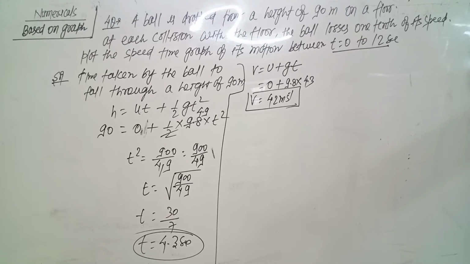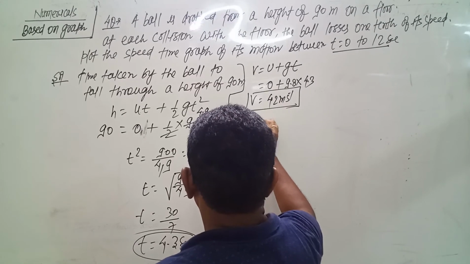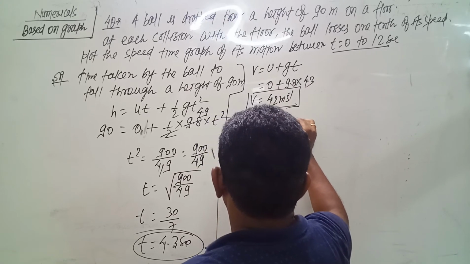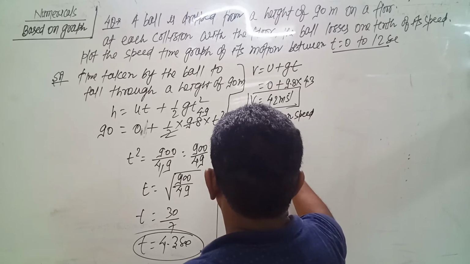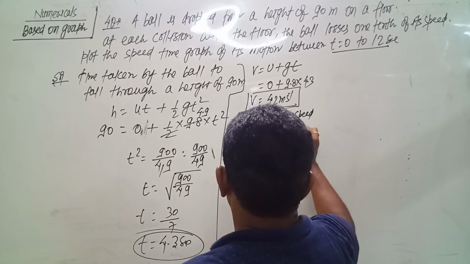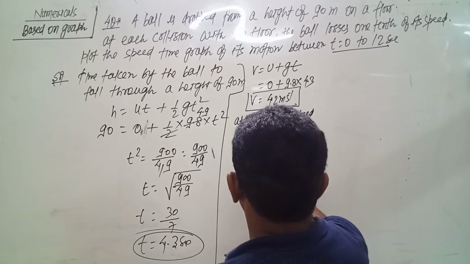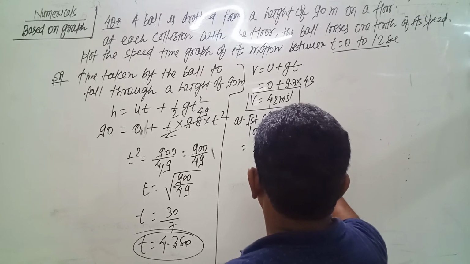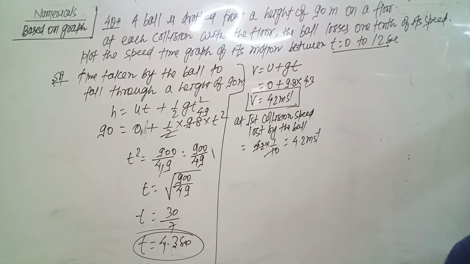Now at first collision, the speed lost by the ball, which is 1/10, means 42 into 1 by 10, means 4.2 meters per second. The speed will get lost.